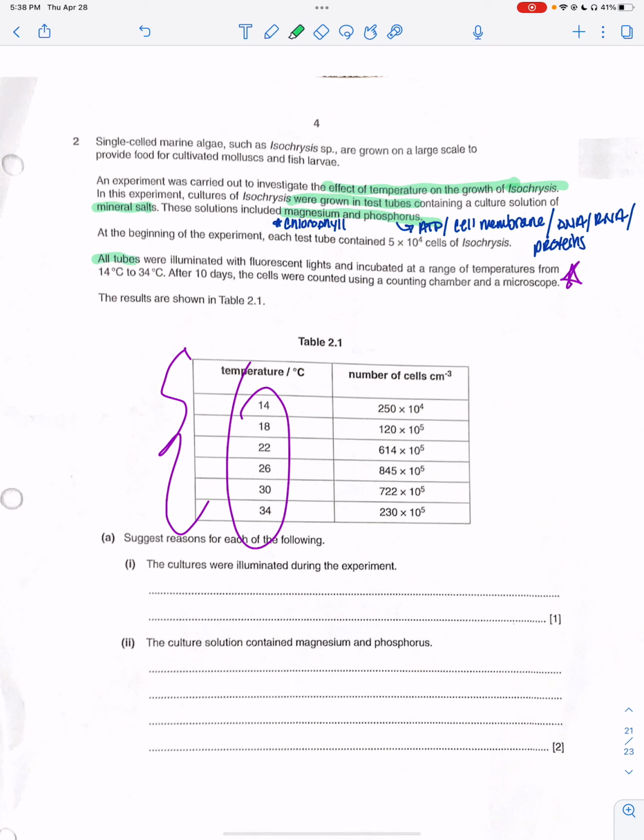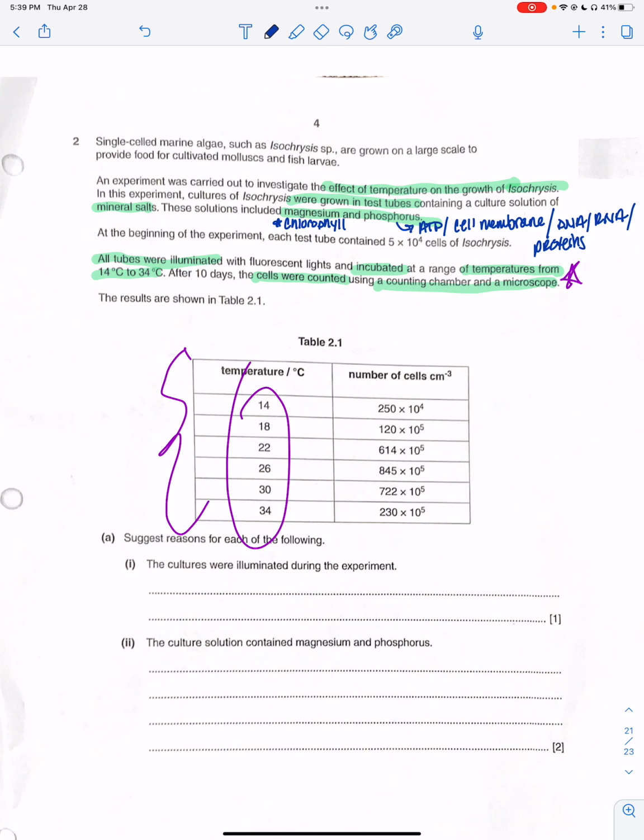All of the test tubes were illuminated, so lit, with fluorescent lights and incubated, so kept warm, at a range of temperature from 14 to 34 degrees Celsius. And then give a time factor. So after they want to see like an effect. After 10 days, the cells were counted. Okay. Using a counting chamber and a microscope.